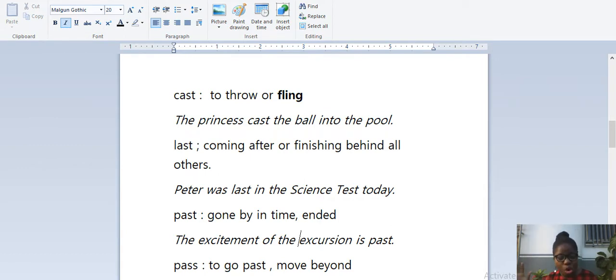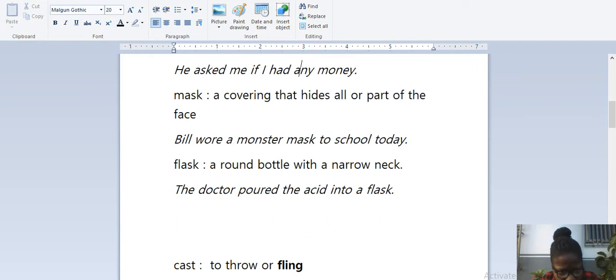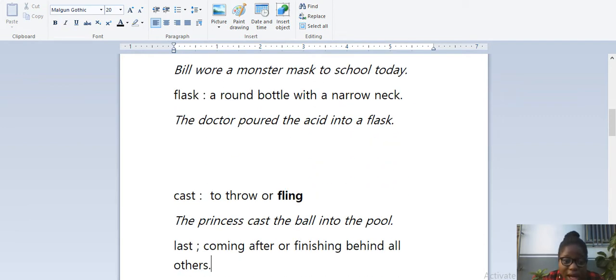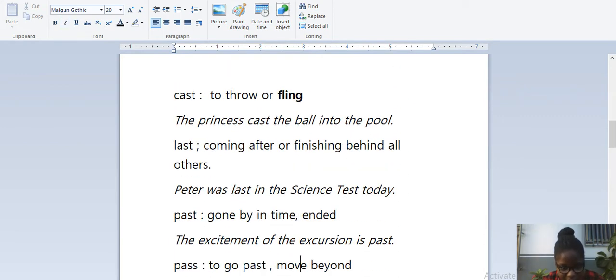The excursion is ended, is gone. The excitement of it is gone. It's gone by in time, and it's over. It's ended. When we say something is past, that's what it means. Very simple. So we're done with all the words that end with AST. We had cast, last, past.